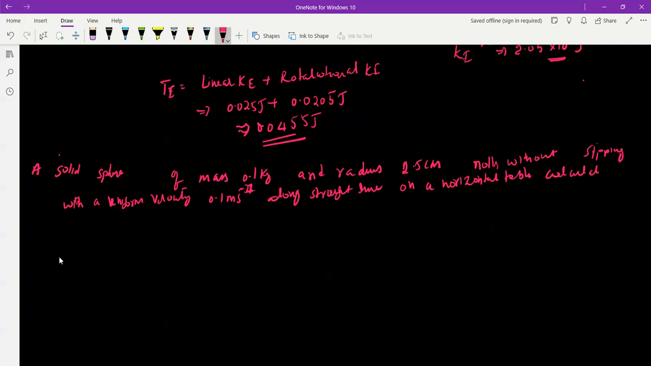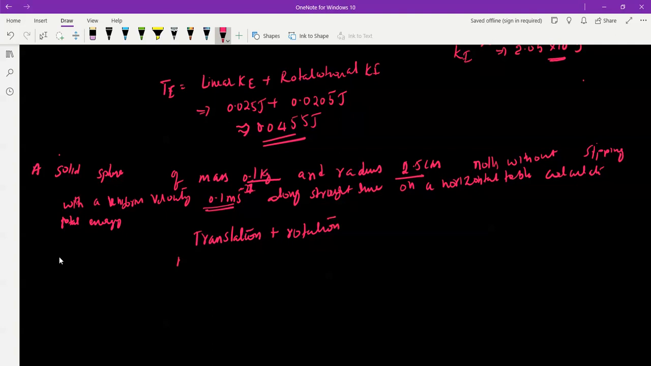Calculate the total energy. A solid sphere of mass 0.1 kg and radius 2.5 centimeter rolls without slipping with a uniform velocity 0.1 meter per second along a straight line on a horizontal table. Calculate the total energy. So here it has both translation and rotation, the same as the previous question.